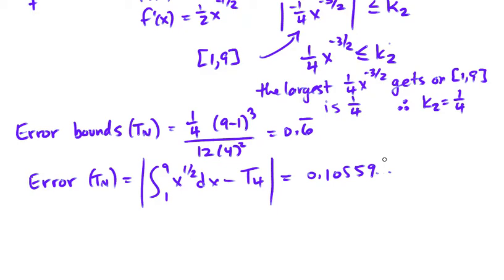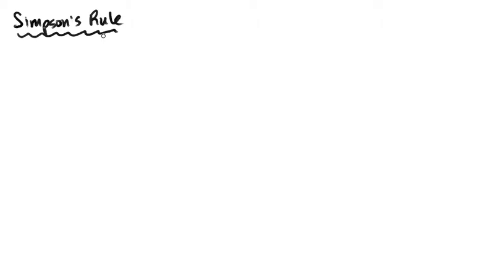But there's another rule. This is not part of AP AB, but I thought I would show it to you because it is part of first year calculus generally. There is another rule that's even better, and it is called Simpson's Rule. Simpson's Rule combines m sub n and t sub n using a weighted average, and it only works for n as even. So you can have n as 2 or n as 4, but you can't have n as 5 and apply Simpson's Rule.